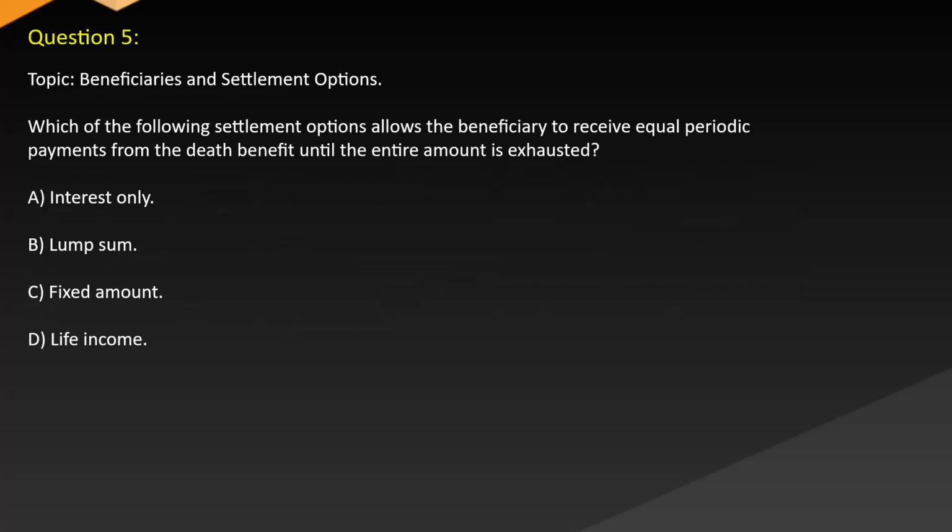Question 5. Topic: Beneficiaries and settlement options. Which of the following settlement options allows the beneficiary to receive equal periodic payments from the death benefit until the entire amount is exhausted? A. Interest only. B. Lump sum. C. Fixed amount. D. Life income.